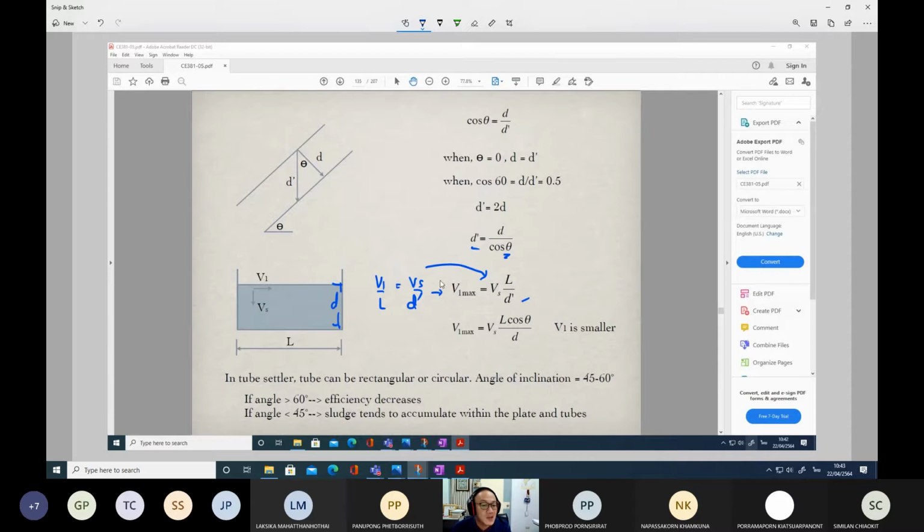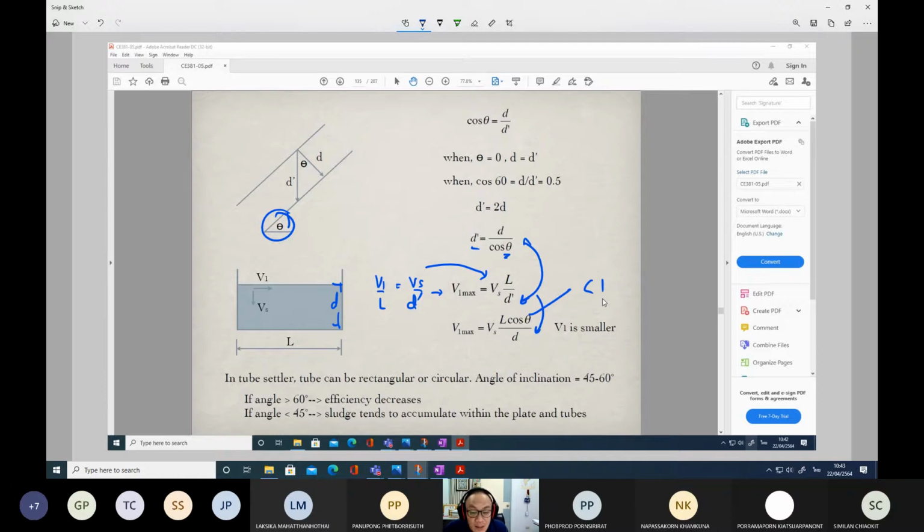And the problem is if we make it inclined with the angle theta, just substitute this one by this one. So you will get this: the maximum horizontal flow is equal to VL cos theta divided by D. But the problem is cos theta is always less than 1. It's 0.5, 0.4, 0.6, something like that. It depends on the angle.